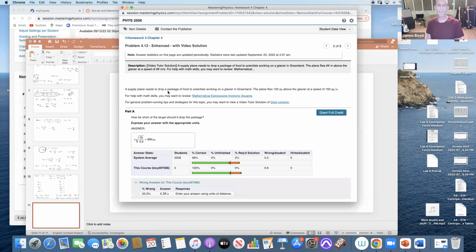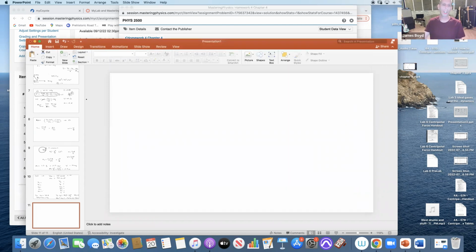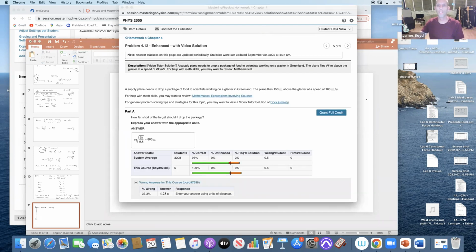Now our problem is we got to drop a supply package, and the plane is flying 150 meters above the ground at a speed of 160 meters per second, okay? So what that means is our plane is flying at 160 meters per second, horizontally, at a height of 150 meters.